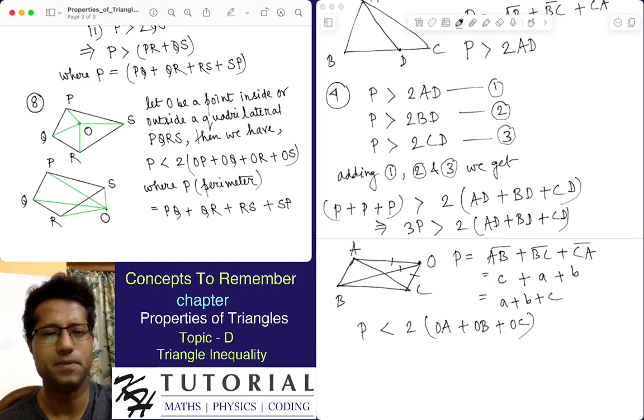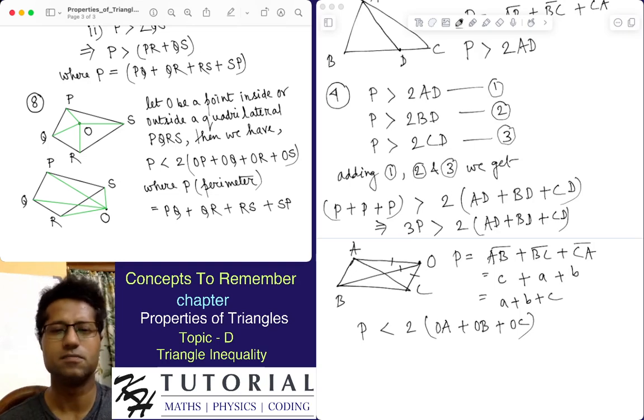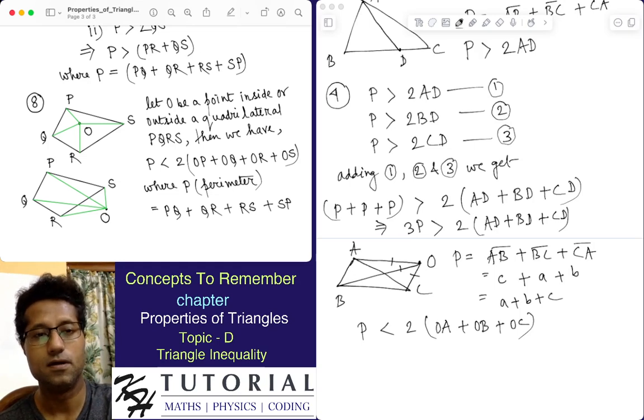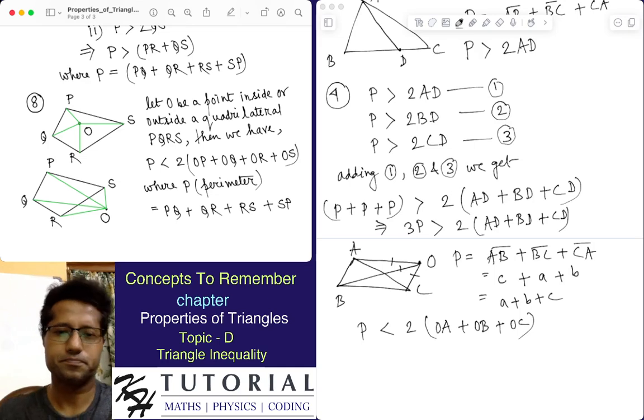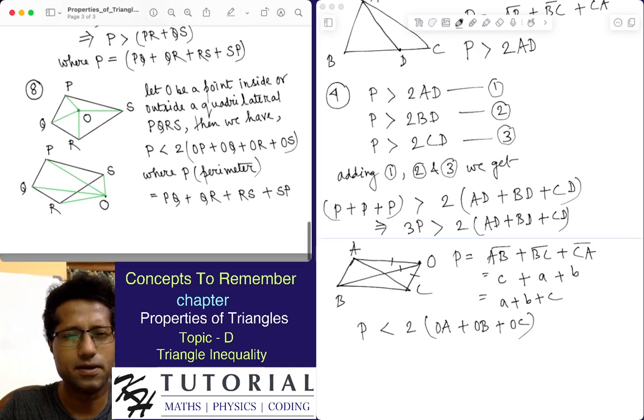Obviously the perimeter P is the sum of the lengths of the 4 sides. So this relation holds irrespective of whether the point O is inside the quadrilateral or outside the quadrilateral. It creates 4 line segments by connecting the point O with the 4 corners of the quadrilateral, and the result is that the perimeter will be less than twice the sum of the 4 line segments formed with the point O and the 4 corners of the quadrilateral. Okay, this is point number 8.